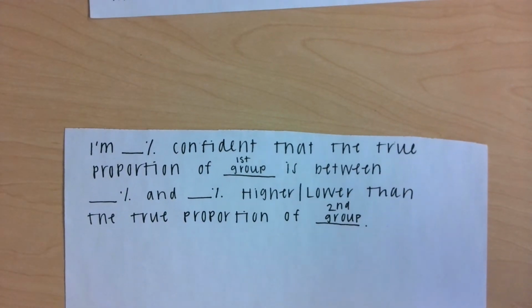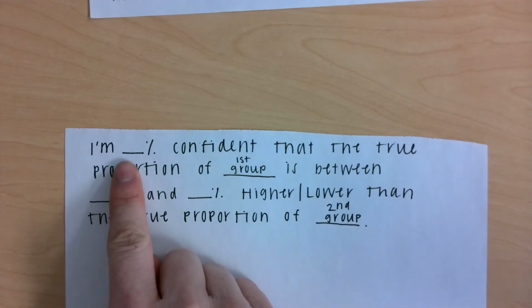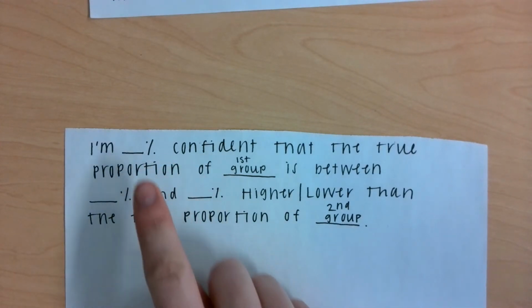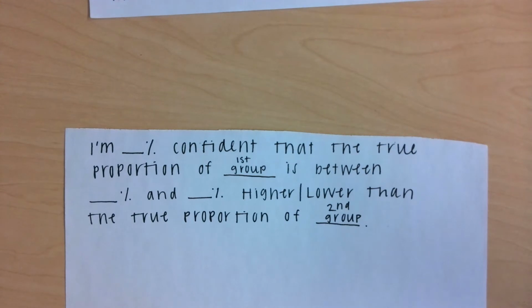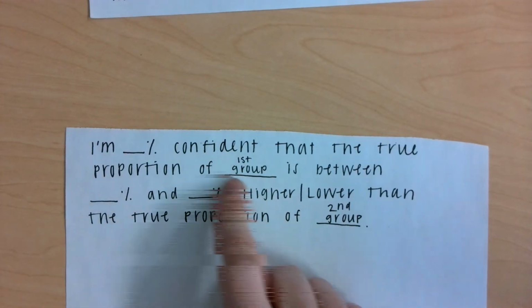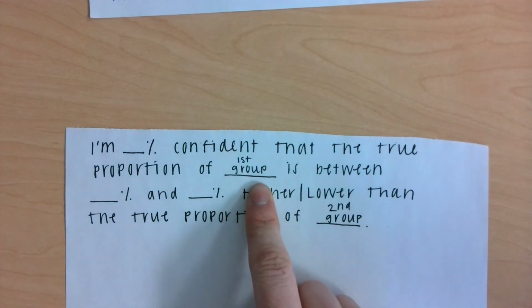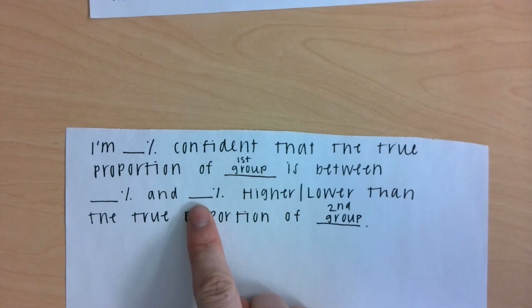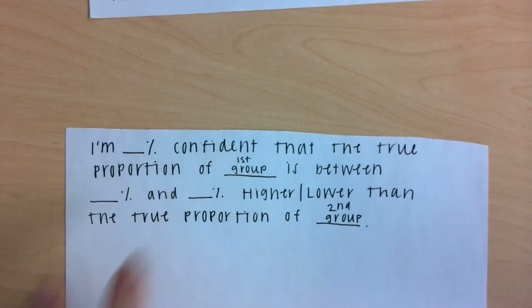Okay, this is our template. I'm blank percent confident, so I'm 90% confident, I'm 100% confident, I'm 95% confident that the true proportion of our first group or your first sample is between blank percent and blank percent. So those are the percentages that you would get from that confidence interval.